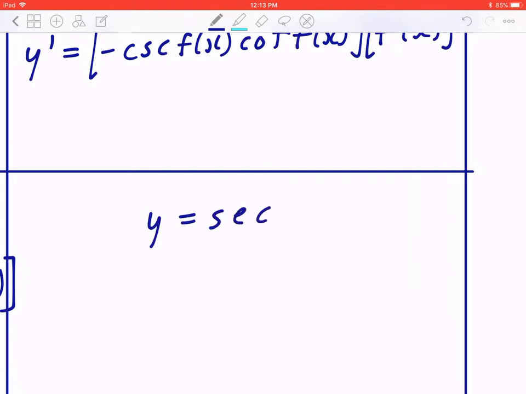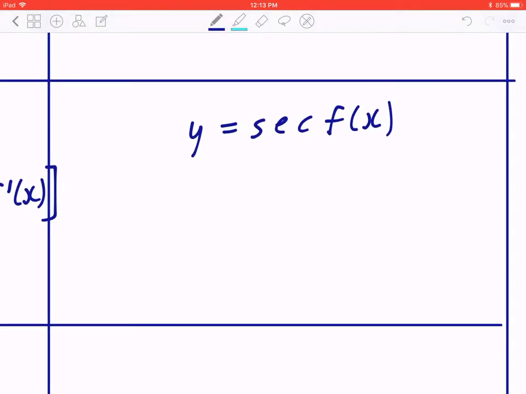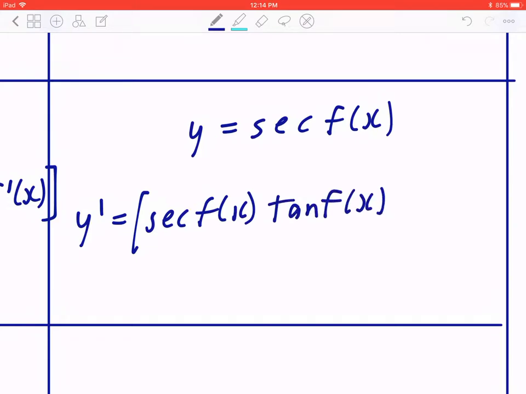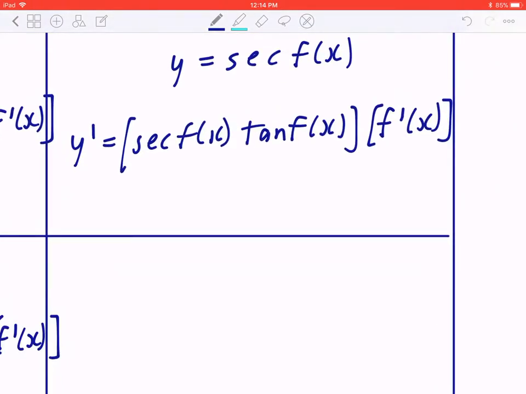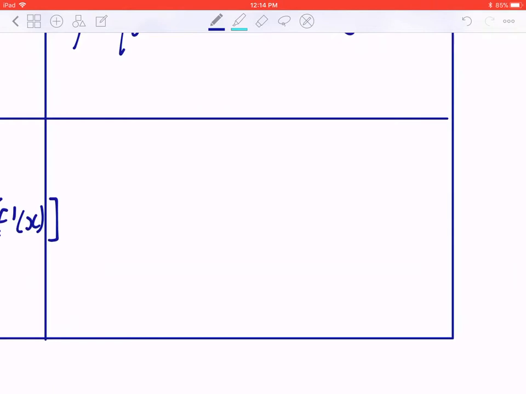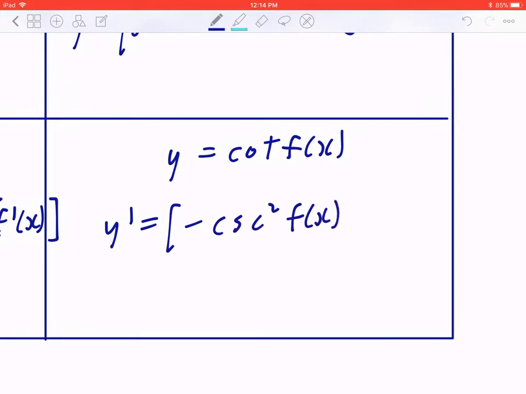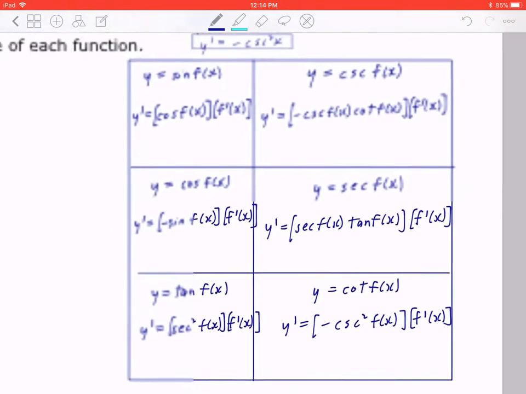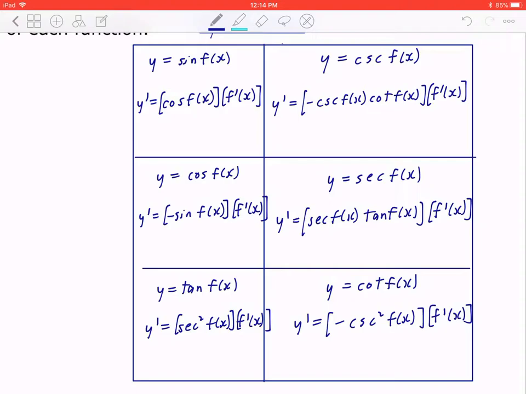Case number 5, if y equals secant f of x, y prime equals secant f of x times tan of f of x times f prime of x. And again, the chain rule means you multiply the derivative once. Last but not least, case number 6, if y equals cotangent of a function, let's call that f of x, y prime equals negative cosecant square of f of x times f prime of x. So again, those are the 6 cases in the general form.